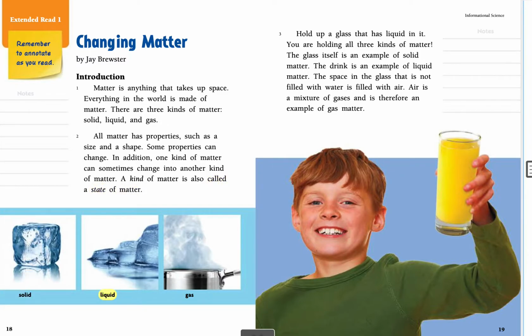Solid, liquid, gas. Hold up a glass that has liquid in it. You are holding all three kinds of matter. The glass itself is an example of solid matter. The drink is an example of liquid matter. The space in the glass that is not filled with water is filled with air. Air is a mixture of gases and is therefore an example of gas matter.